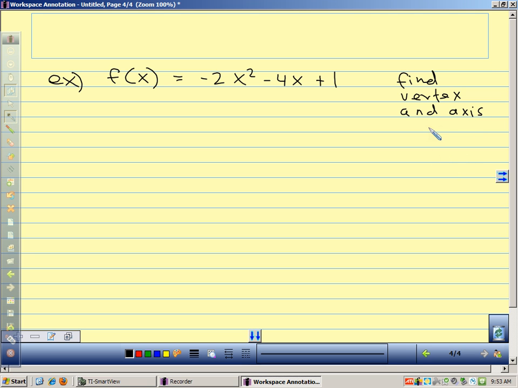What do we know about this quadratic function right away? What do we know about the graph right away? It's opening down because we have this negative sign on the x squared part. So it's going to open down. We know that for sure. So we need to change the form of our quadratic function to find our vertex and to find our axis. So we want to complete the square. To change our function to vertex form, complete the square.